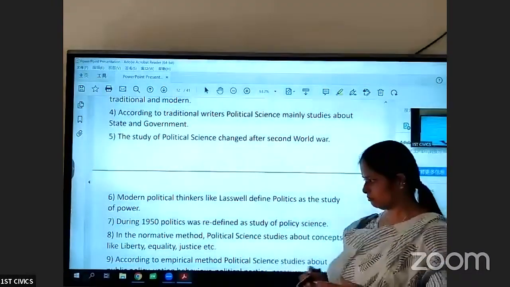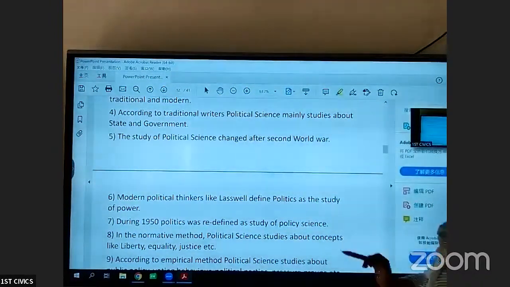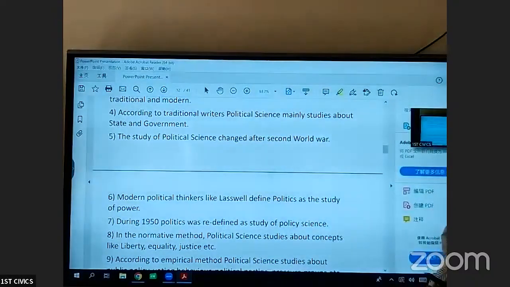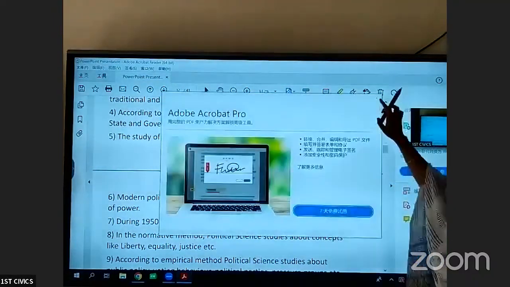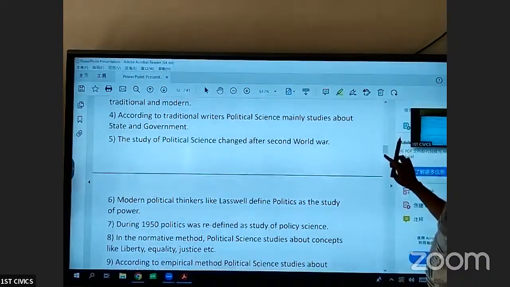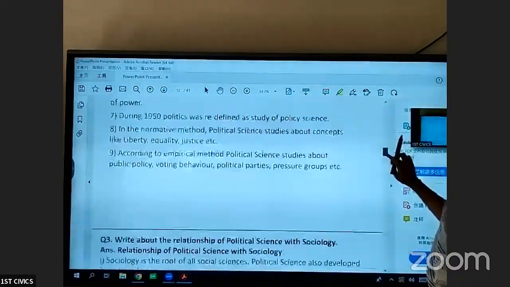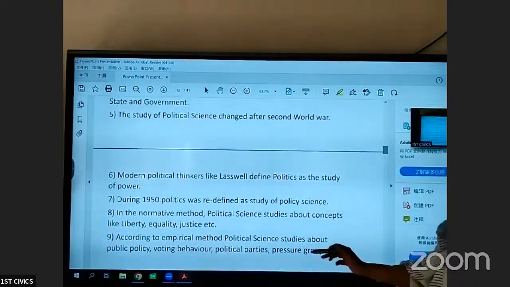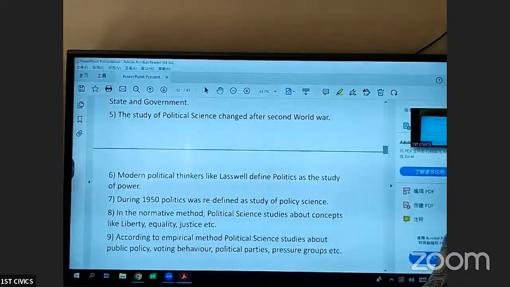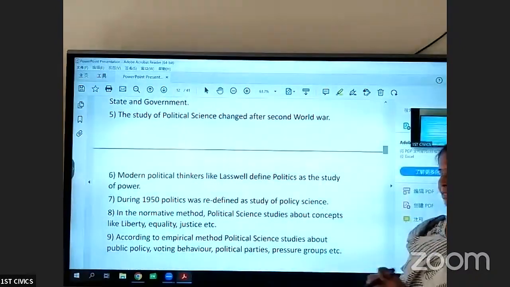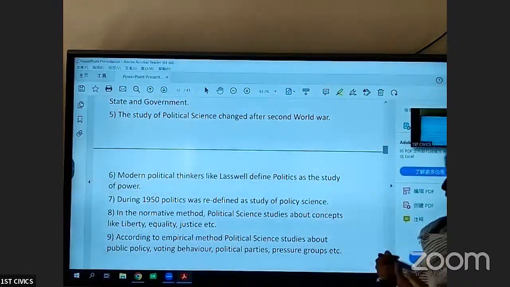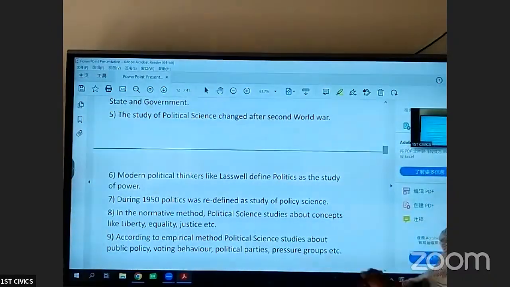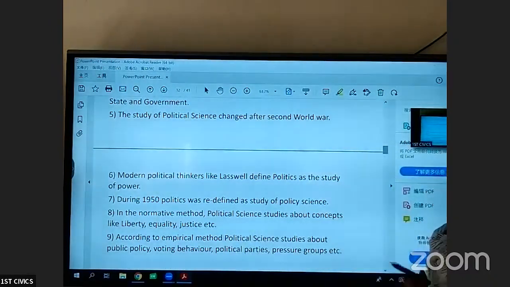In the normative method, basically we study political science, and we study various concepts like law, liberty, equality, justice, etc. But if we want to do an empirical, detailed study of political science, we will study how policies are made, how political parties come into power, and the voting behavior of the people. We will also study pressure groups.